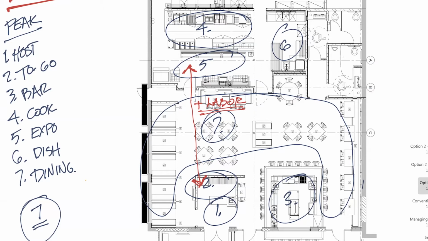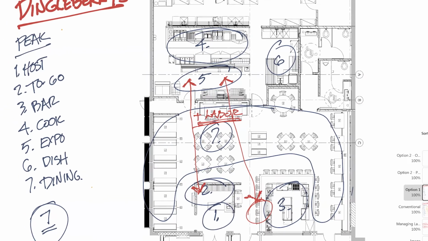We're going to add the to-go station either next to the hostess or host station, or sometimes we're going to go nuts and add it to the bar. The only problem with that, again, is the distance between where the food is coming out and where it's being picked up. And all of that is adding labor.